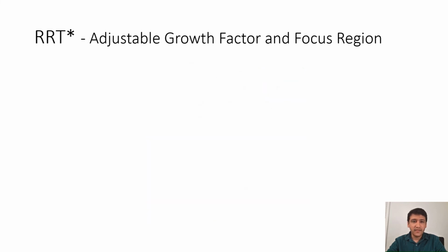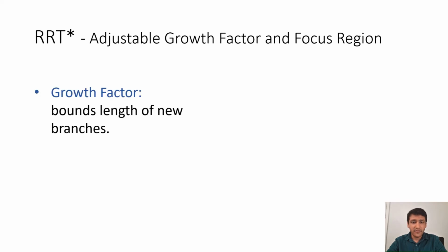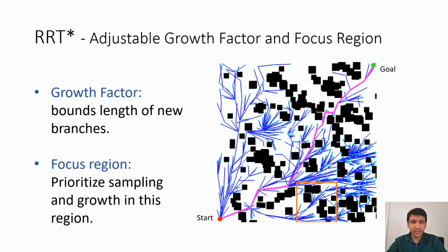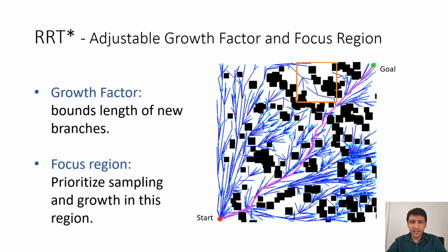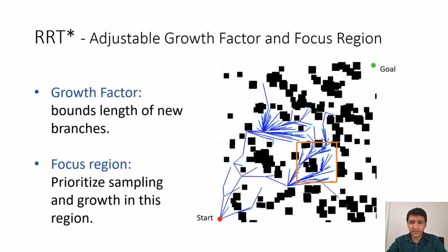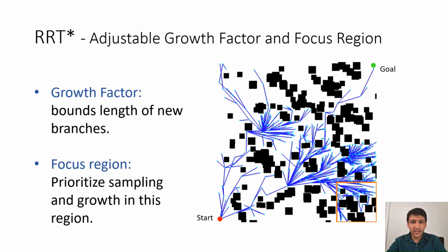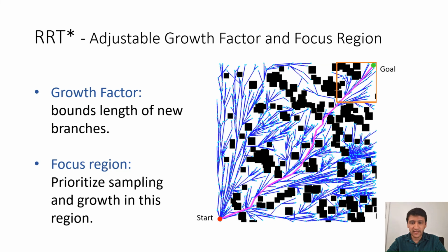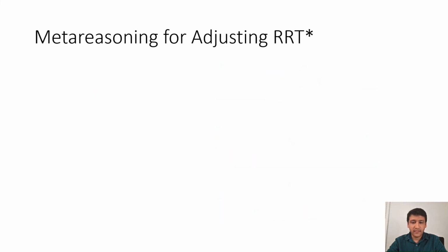In this work, we consider RRT star with an adjustable growth factor and an adjustable focus region. The growth factor limits the size of new branches. The focus region biases the sampling and growth of the tree. This animation visualizes the effect of having a focus region and moving it around. We can use meta-reasoning to adjust the growth factor and move around the focus region in a principled manner. The details are as follows.